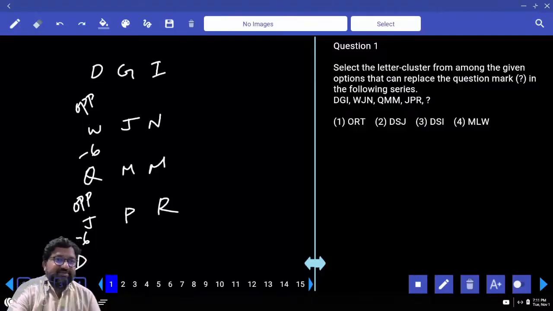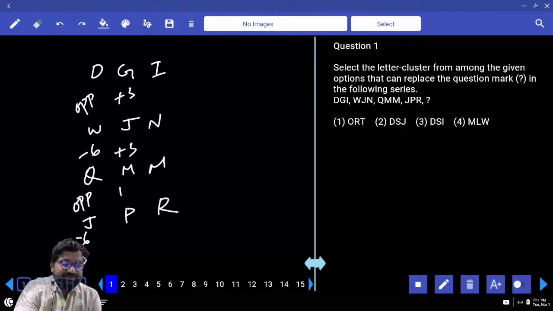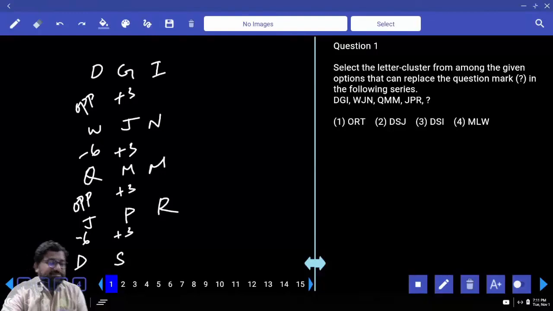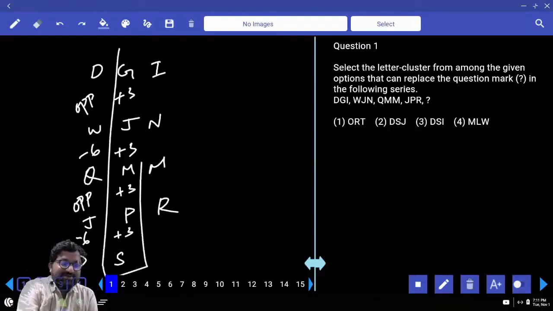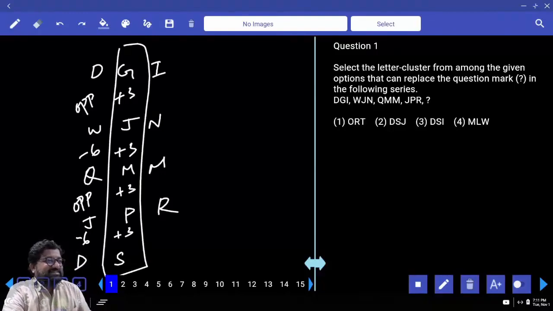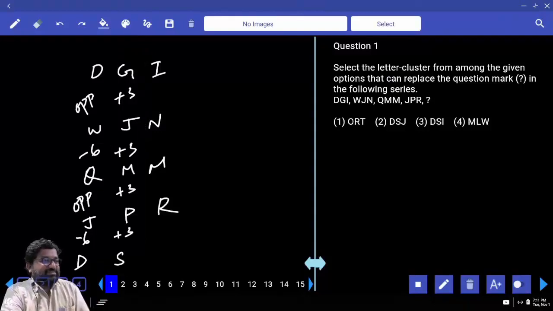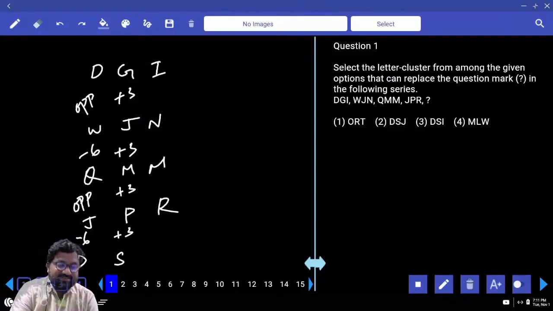What is G? 7. J? 10. Can I say this is plus 3? Yes. 10 and 13 plus 3. 13 and 16 plus 3. And if I go for the middle one, plus 3. 16 plus 3 is 19. This is this. And I'm sure this is the only logic many of you might have got. And you are confused with the other ones. Avuna kada? But let's see this.